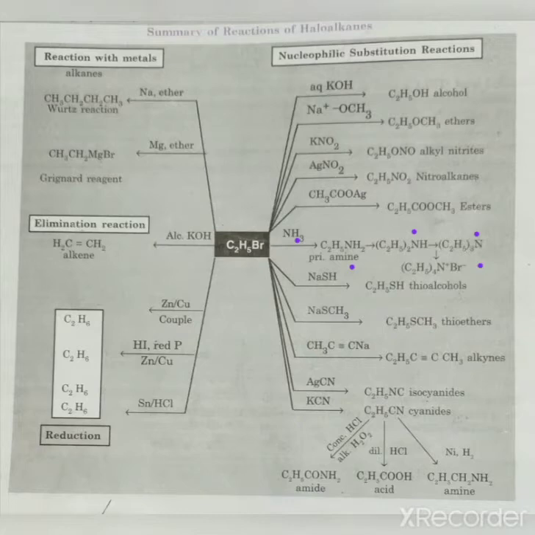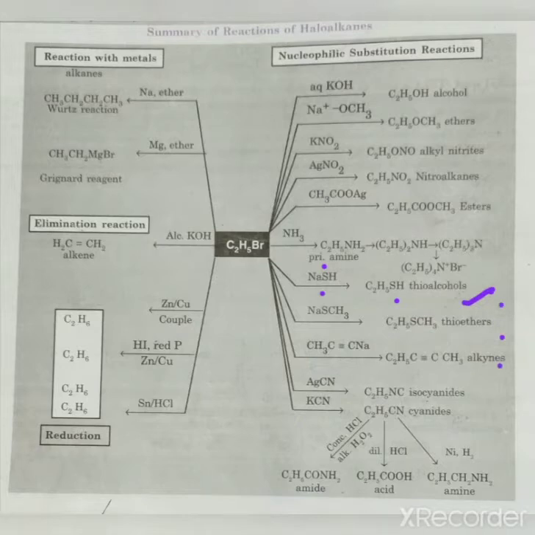As I told you, the fourth reaction is the named reaction here. Similarly, some more nucleophilic substitution reactions are there. When it is treated with NaSH, it gives rise to thioalcohol. This reaction is the same as with NaOH. In the place of O, there is S here. So we are getting thioalcohol, and the other products you can also observe.